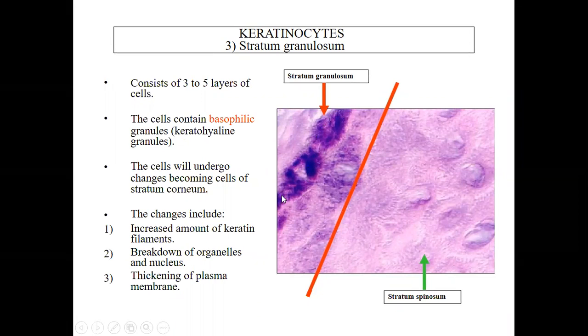So you can see here, this is the stratum granulosum. It consists of 3 to 5 layers of cell. And the cell here contains basophilic granules. That's why it is bluish in color. The basophilic granules here are also known as keratohyalin granules. This cell will undergo changes before it becomes a cell of the stratum corneum. These are the following changes that will happen: there is an increase in the amount of keratin filament, the breakdown of organelles and also the nucleus, and there will be a thickening of the plasma membrane. So these are the several changes that happen.